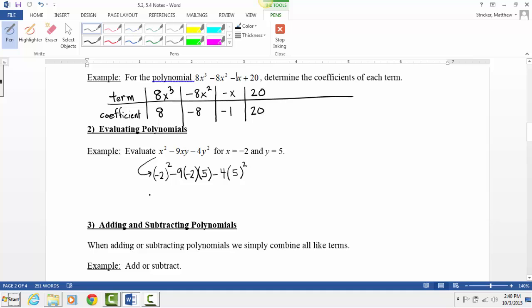Okay, negative 2 squared is 4. We have minus 9 times negative 2, which is positive 18. And 18 times 5 is 90. So we have plus 90 here. And we have minus 4 times 5 squared. 5 squared is 25, and 4 times 25 is 100. So 4 plus 90 is 94, but then we subtract 100 away from that, and we get negative 6.